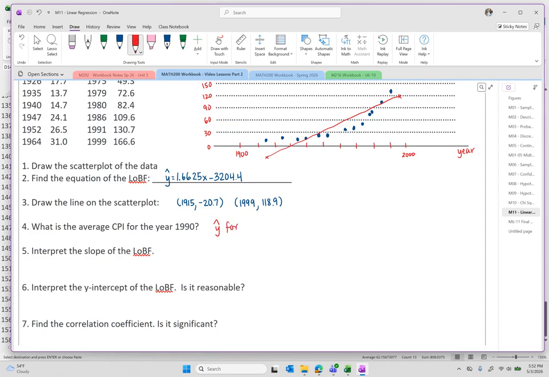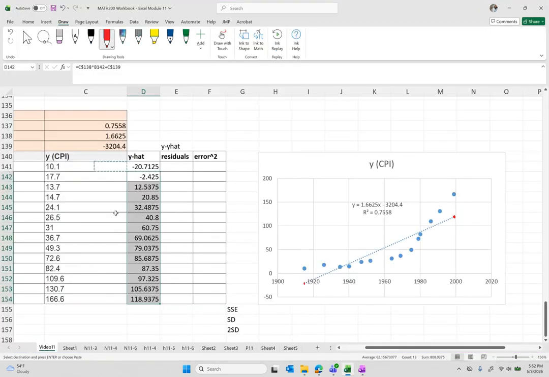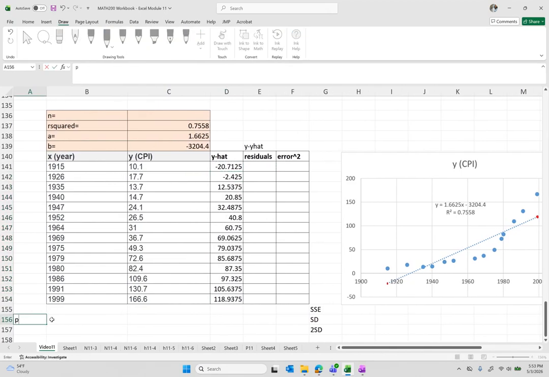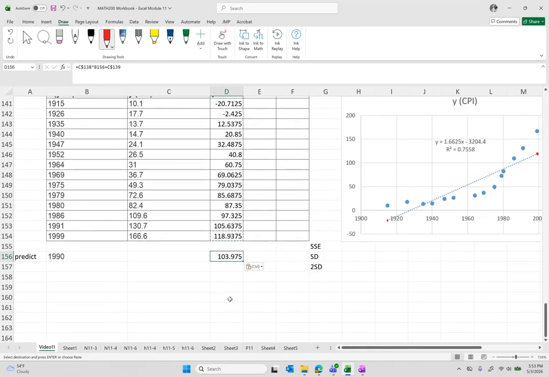For x equal 1990. If 1990 is one of our x values, we have already computed this. Otherwise, if it is not one of our x values, we will have to compute it ourselves. So here we will do some predictions, and we will predict for 1990, and we will just copy the y hat formula for the x of 1990 that we have entered there.